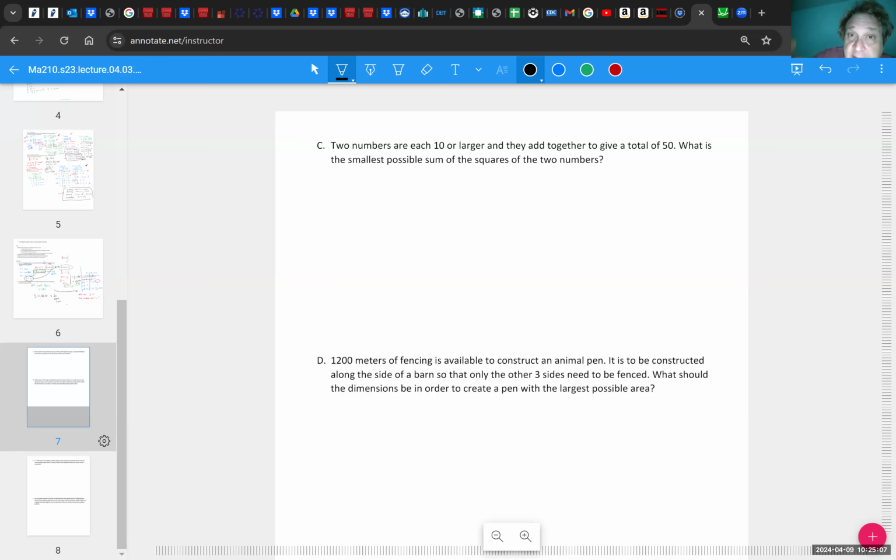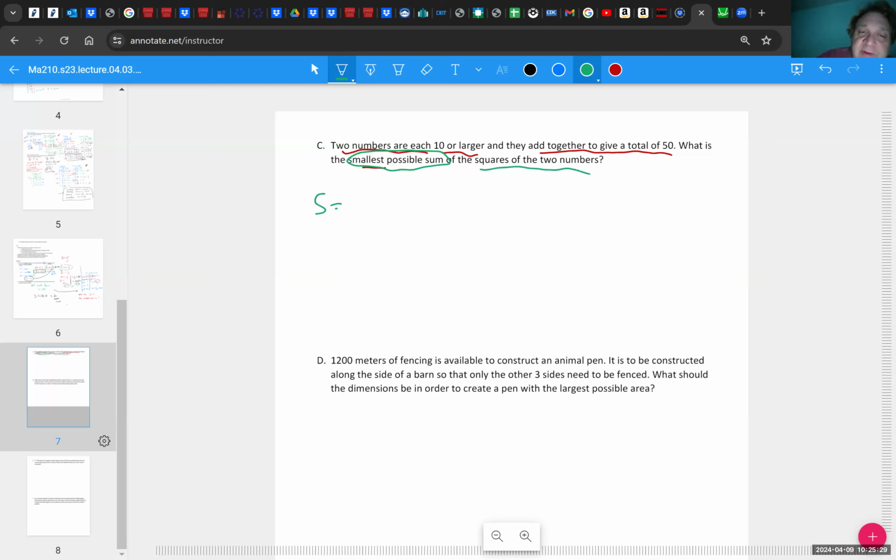All right, so here's how I approach it. There are numbers, there's two of them, so I'm going to have to have a variable for each number. They're both 10 or larger. They add together to give a total of 50. What is the smallest possible sum? So I want the smallest possible sum, that's important, of the squares of the two numbers.